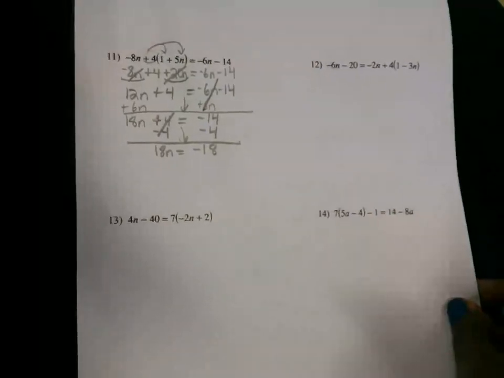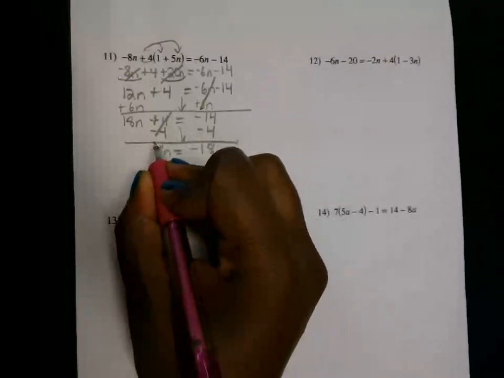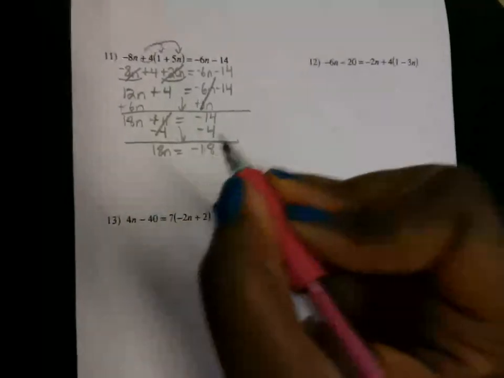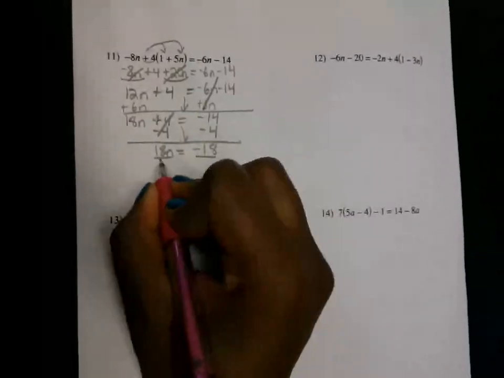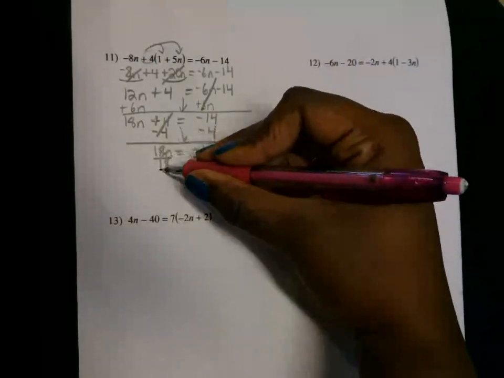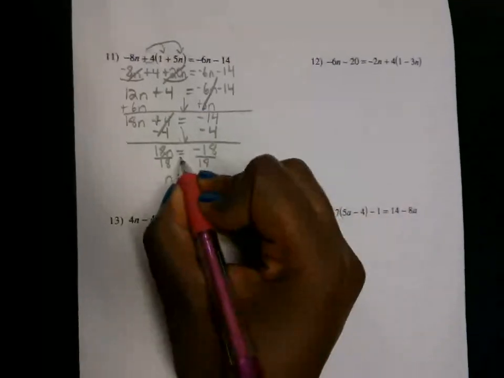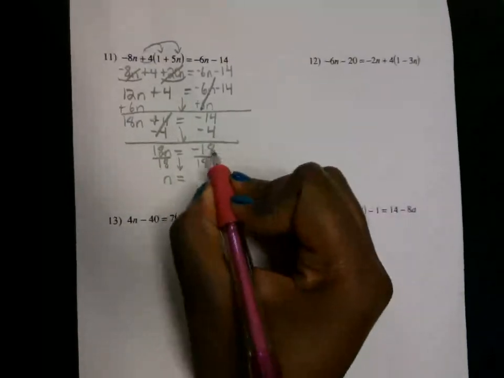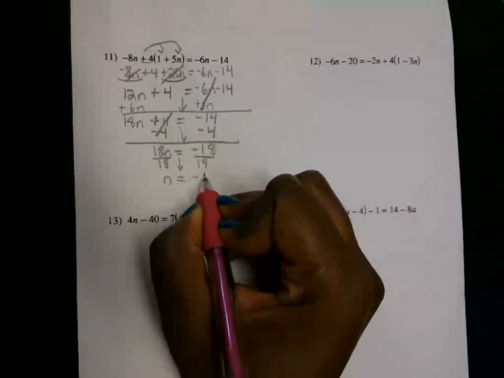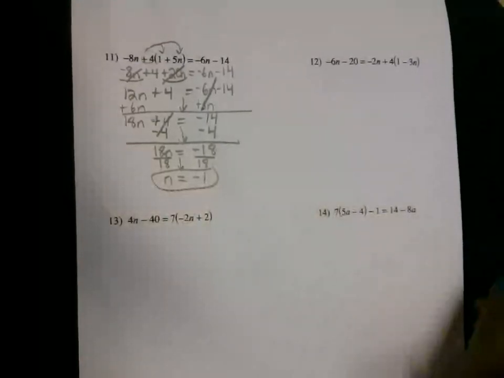Okay? So in order to get n by itself, remember, the operation that's between a number and a variable is automatically multiplication. The inverse of multiplication is division. So we're going to divide both sides by this positive 18. 18 goes into 18 one time, so this is one n or just n. Bring down the equal. Negative 18 divided by 18: 18 goes into a negative 18 negative one time. So n is equal to a negative 1.